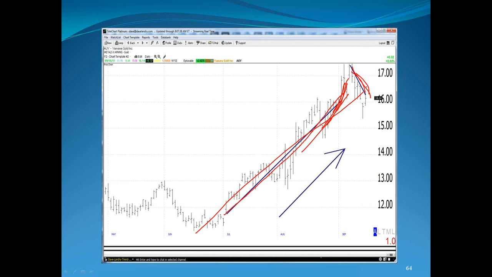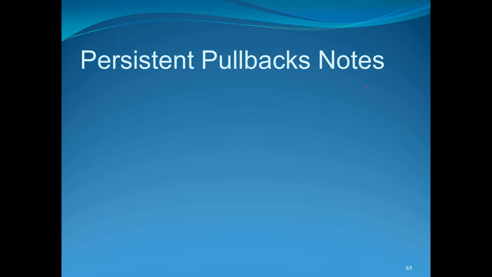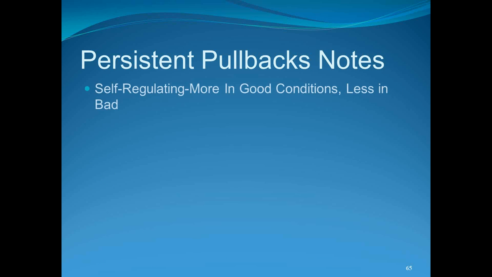So I'll go from a blank chart to a linear regression chart just for fun every now and then. But it's something to play with. So the good thing about persistent pullbacks is they're self-regulating. You're going to get more in good conditions and fewer in bad conditions. So that's great for the beginning trader.